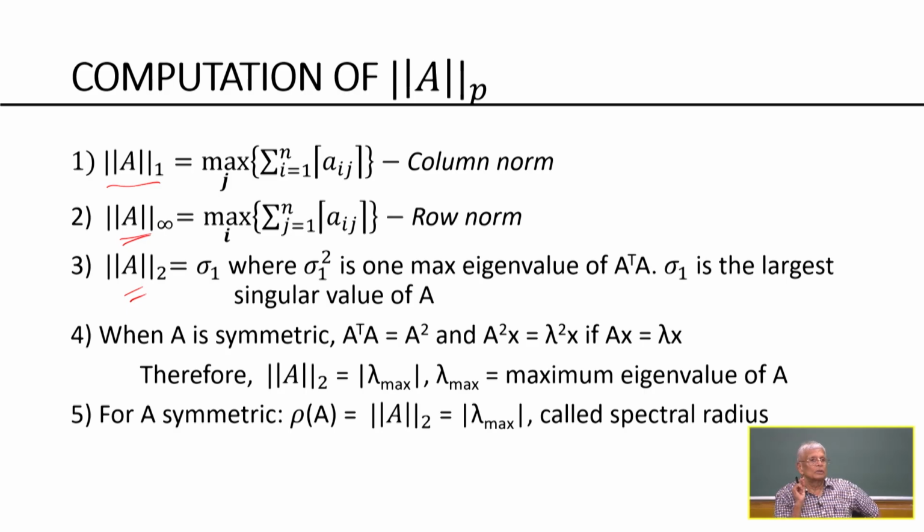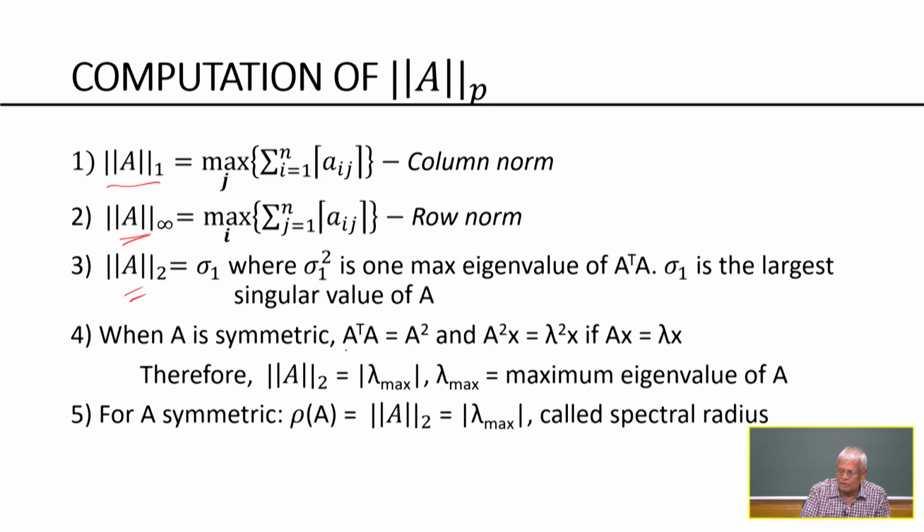Are you all with me? A may not be symmetric, but A A transpose is symmetric. If I say the matrix is symmetric and positive, and A is full rank, so sigma 1 square is always positive. I can take the square root, which is sigma 1. So the 2 norm is essentially the largest singular value, where we have already defined what singular values are.